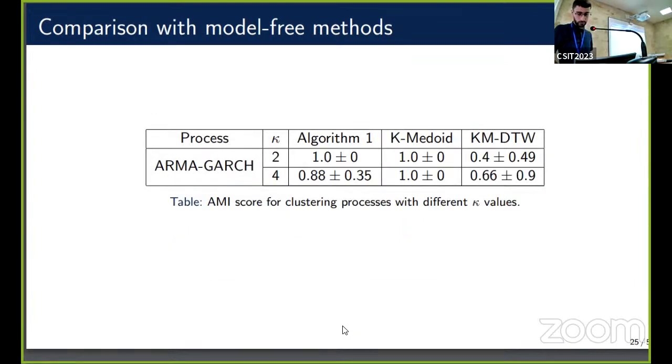For general evaluation, we also have that algorithm 1 and the K-medoids algorithm are better than K-means with dynamic time warping. K-means DTW is the notation for K-means dynamic time warping. But again, K-medoids outperforms both of them.